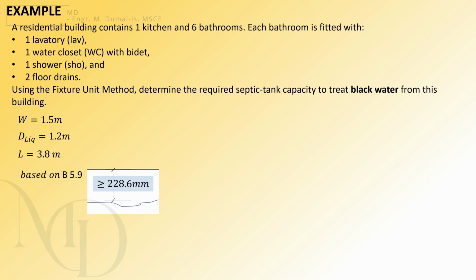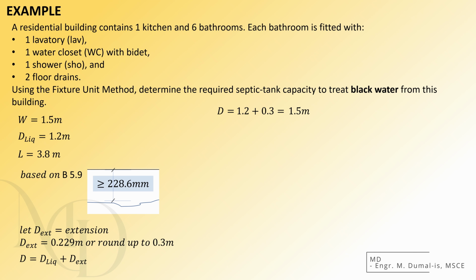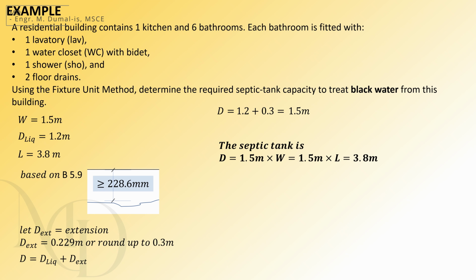Now, based on the code, the minimum wall extension is 228.6 millimeters. Let us assign d extension as the extension variable. So d extension is 0.229 meters, or when rounded up, it becomes 0.3 meters. The total depth is then equal to the liquid depth plus the extension. So d is 1.2 plus 0.3, which results in 1.5 meters. To summarize the computation, the septic tank dimensions are 1.5 meters by 1.5 meters by 3.8 meters.